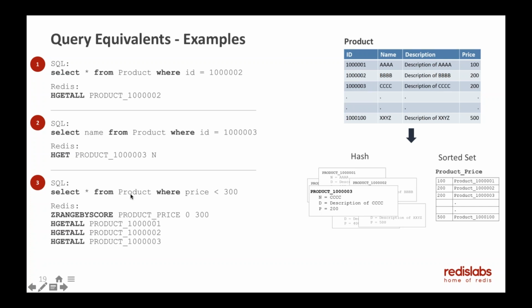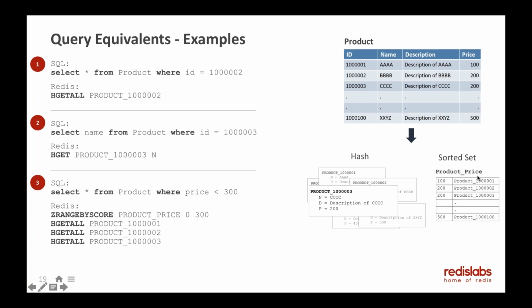Okay, and in the third example, what I'm doing is I'm getting all products that are priced less than 300 pricing units. And as you see here, I'm caching the data based on price using the sorted set data structure. So what I do is I run the command z range by score product price 0-300. So I'm fetching all the products that are in the range of 0 and 300.